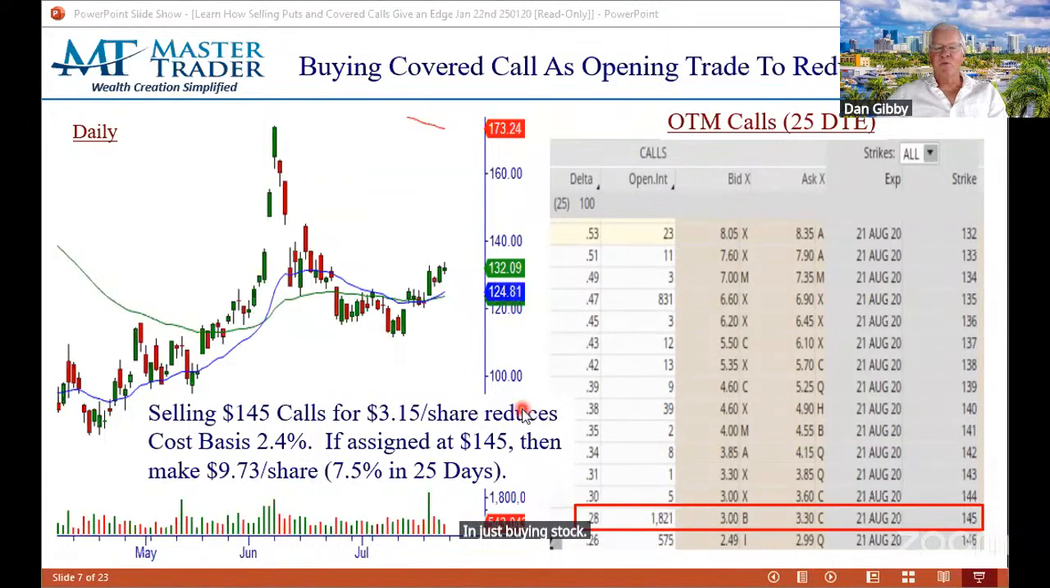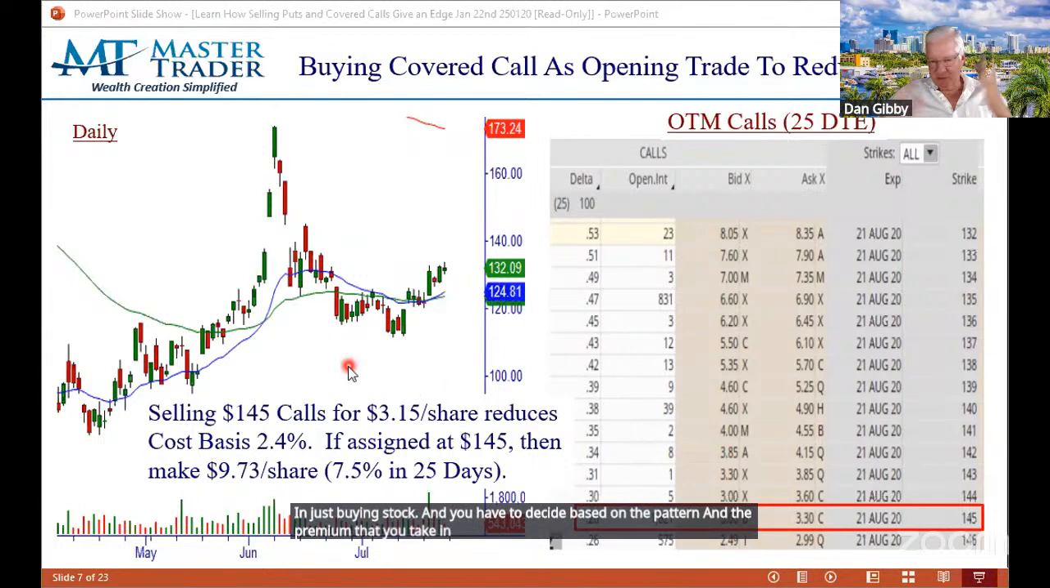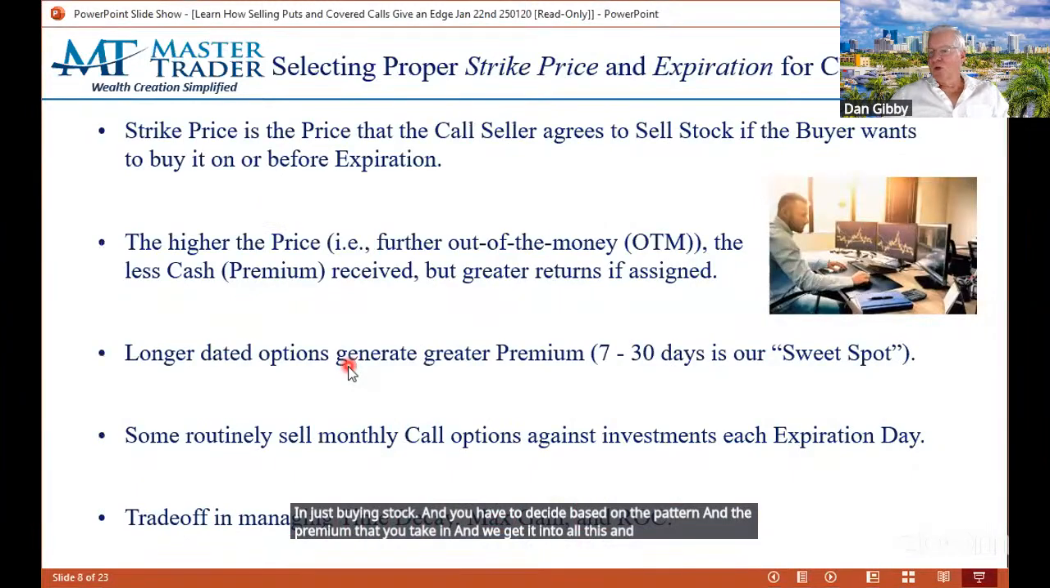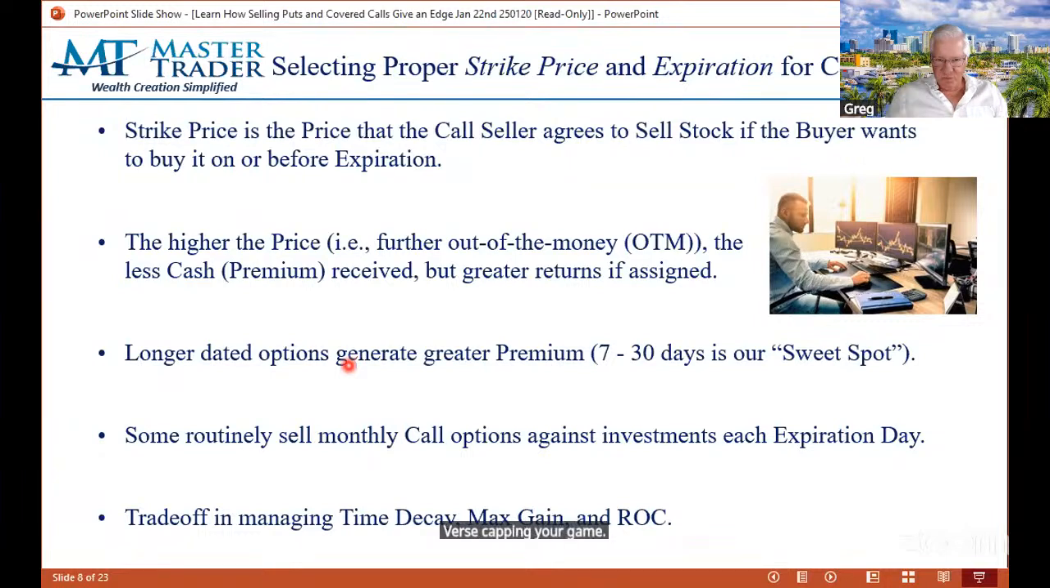And you have to decide based on the pattern and the premium that you take in. And we get into all this in the full options course. Is it worth the trade-off of lowering your cost basis versus capping your gain?